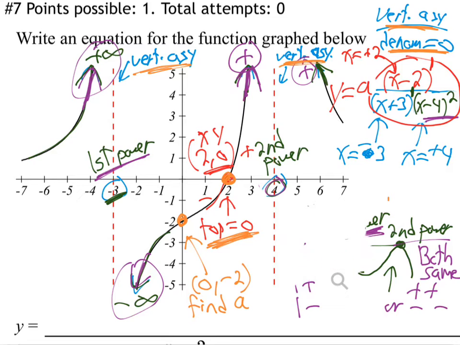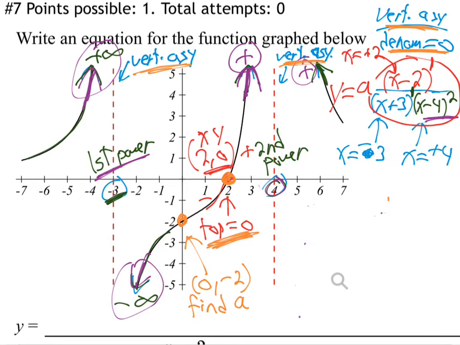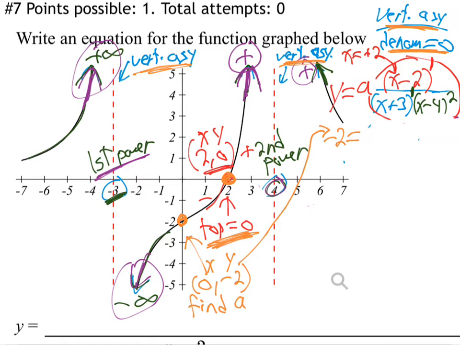So let's do it. Let me go back over here and I'm going to find my A. Let me get rid of some of this stuff here, so we have a little bit of room. So let's find our A. So this is X and Y. So plug in Y is negative 2. Plug in X is 0. 0 minus 2 over 0 plus 3, first power, and then 0 minus 4, second power. So that becomes minus 2.